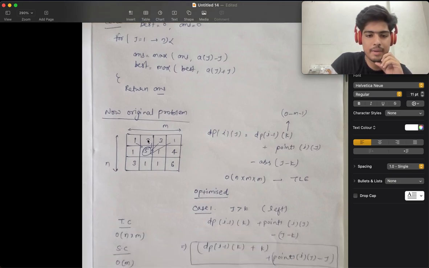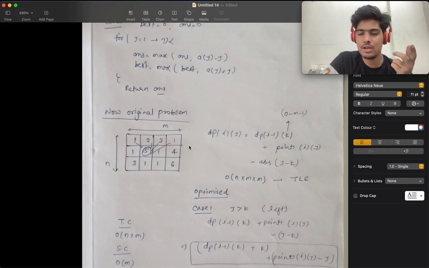If I have been given this matrix and I am at this point, if I want to reach this point, I can come either from 1 or 2 or 3 and again 1. So we have four choices, so that's why I can use recursion because we have choices. And for an optimal approach I can use dp.